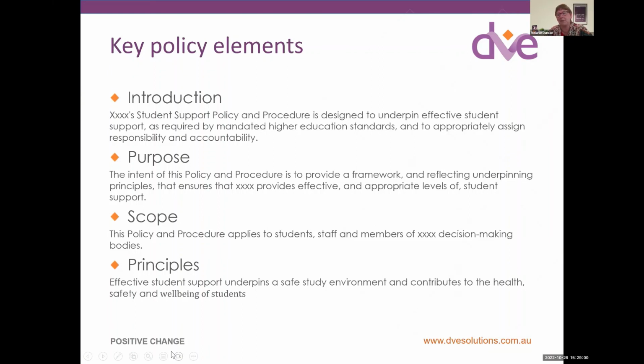And then we move into the principles. They're the difficult ones to write. You need to know exactly where you're heading with the policy to be able to write your principles. They're an intent, an overarching statement. So I've just chosen one principle that we've recently used in our student support policy and procedure that links to this presentation. The principle was: effective student support underpins a safe study environment and contributes to the health, safety and wellbeing of students. So that's one of the principles in our student support policy, that we want effective student support because it underpins a safe study environment.